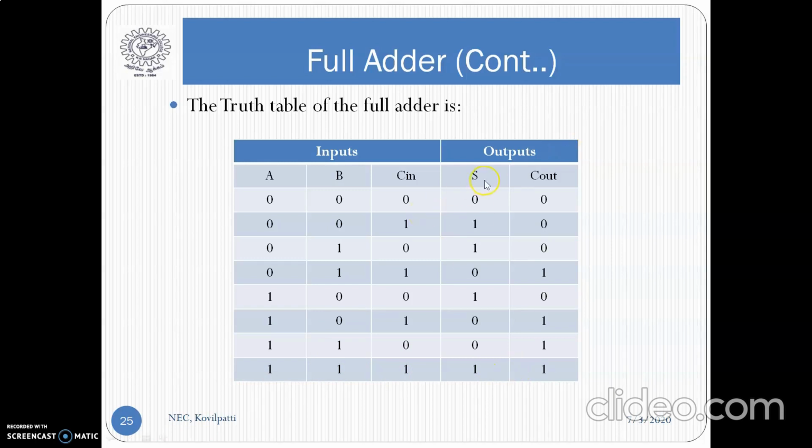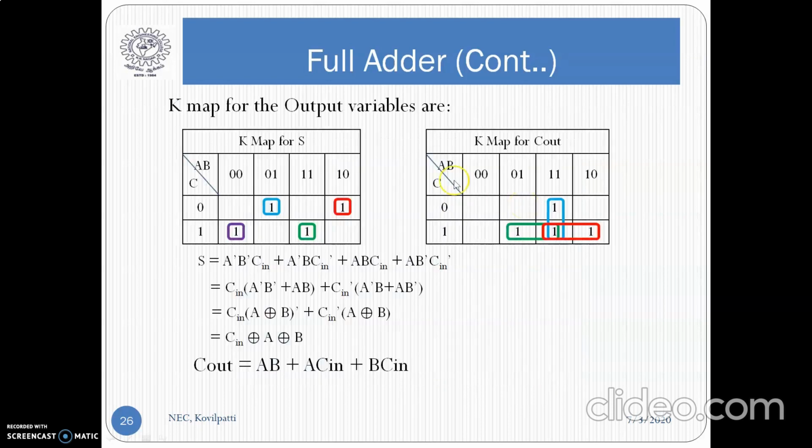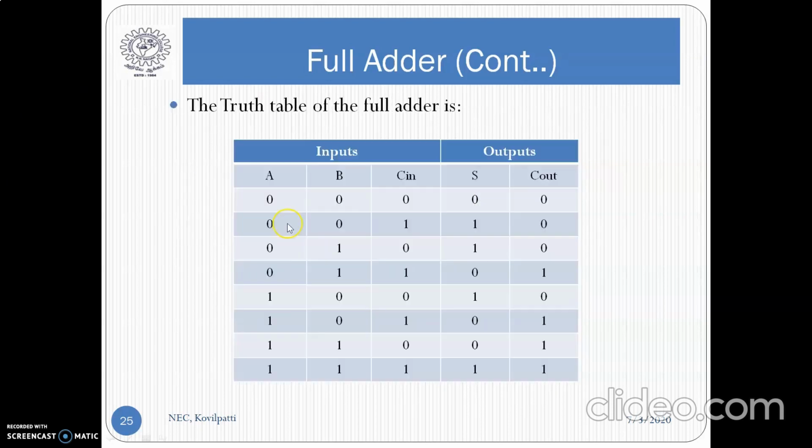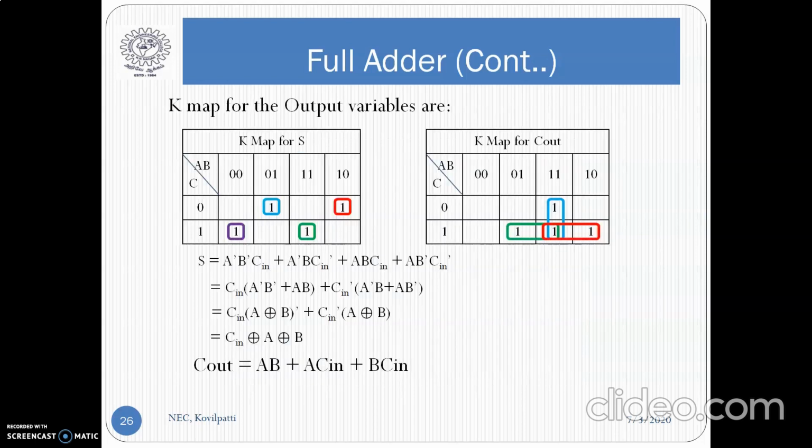For this, if we put a K-map for the output variables S and C out, we will get this. The output K-map for S contains the 1s at positions 1, 2, 4, and 7. If we connect them, we get no pairs, only single terms, so the expression is A'B'Cin plus A'BCin' plus ABCin plus AB'Cin'.